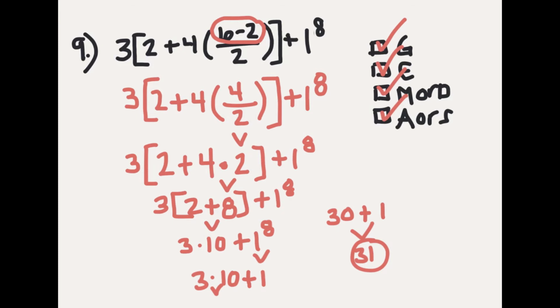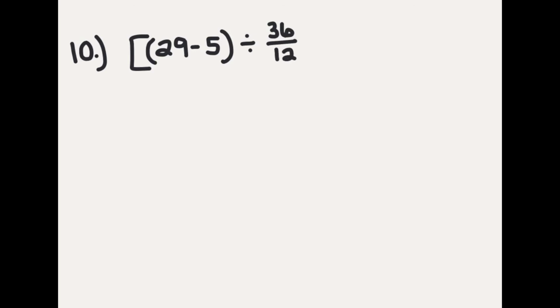Okay, we have another example. Example 10. Here we go. We're going to evaluate this expression, which has a grouping symbol inside another grouping symbol. 29 minus 5, divided by 36 twelfths. That whole entire grouping, with the groups within it, is going to be squared. And then we're taking away 3 squared from that.